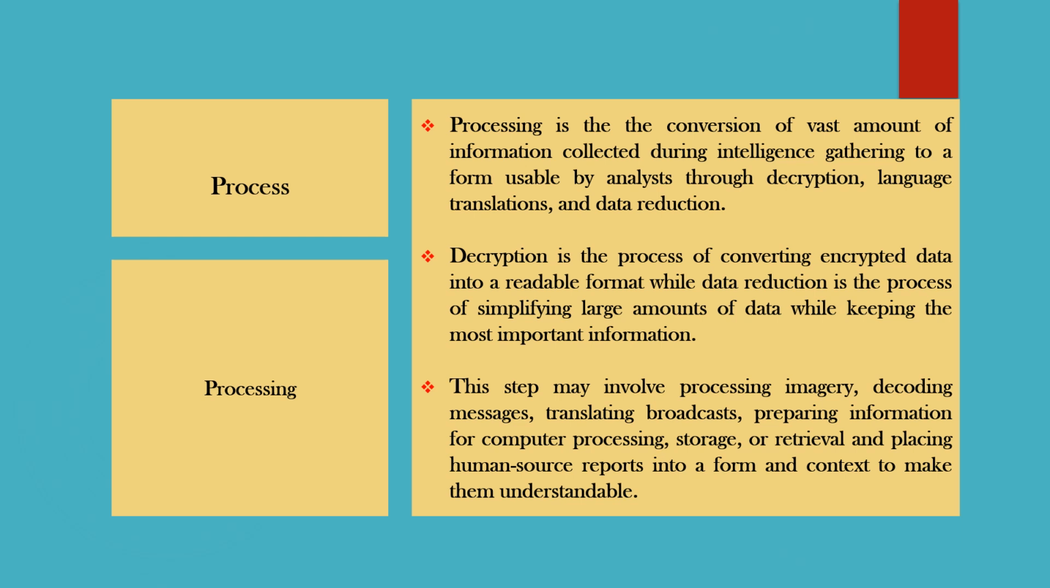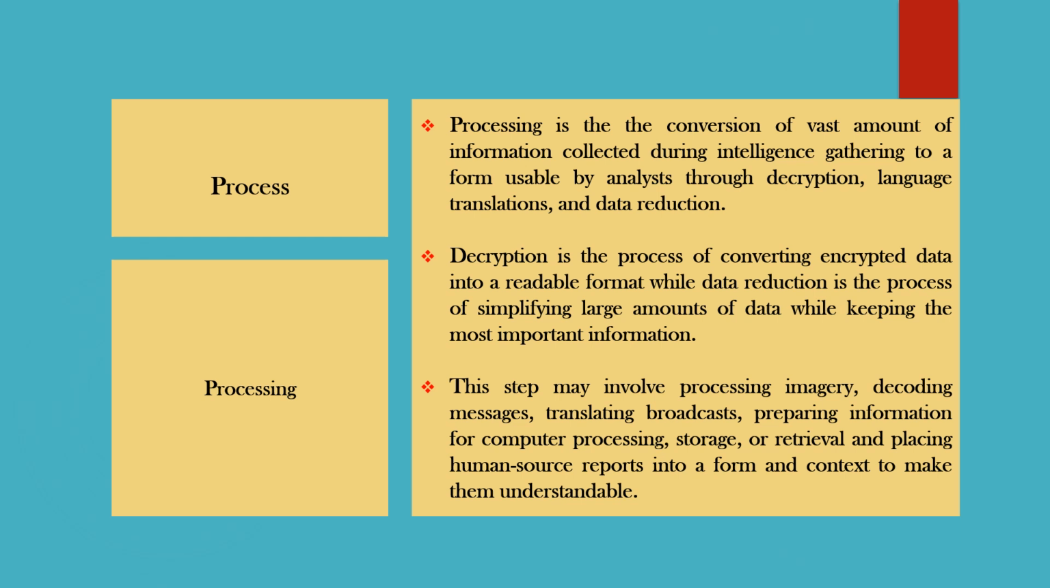By decryption, we mean the process of converting encrypted data into readable format, while data reduction is a process of simplifying large amounts of data while keeping the most important information. It's like providing summaries of data so that thematic issues that emerge from the intelligence from the data collector still remain, but reducing that information to a form that is simple to understand and also takes relatively shorter time to be read and digested.